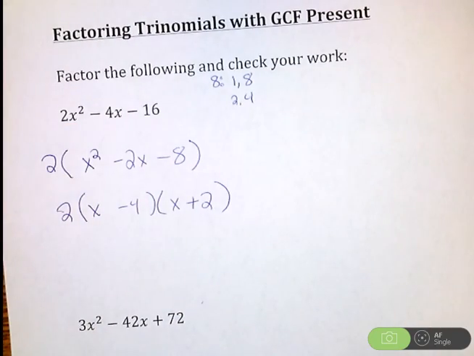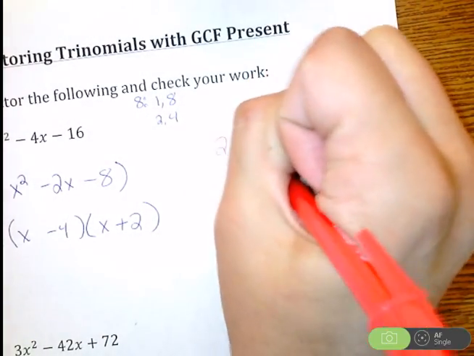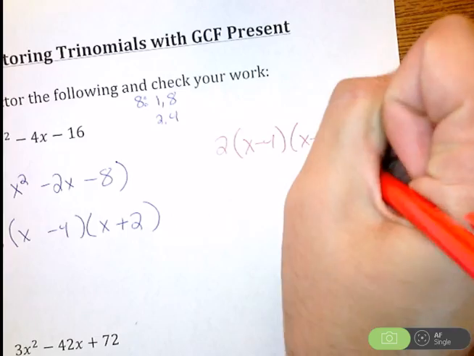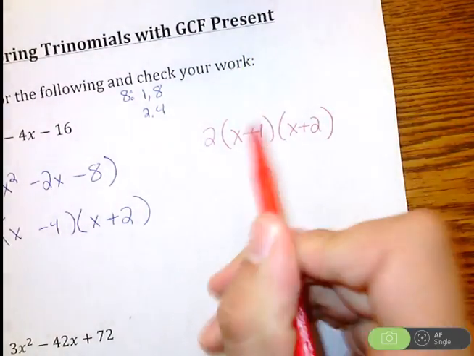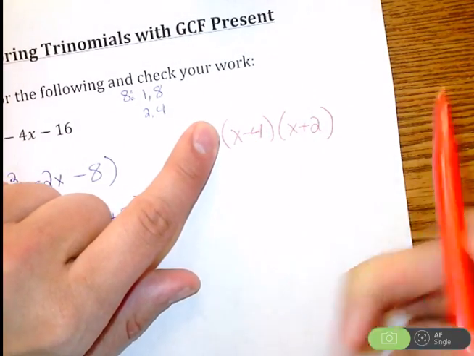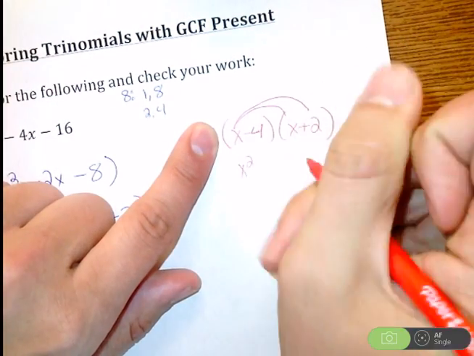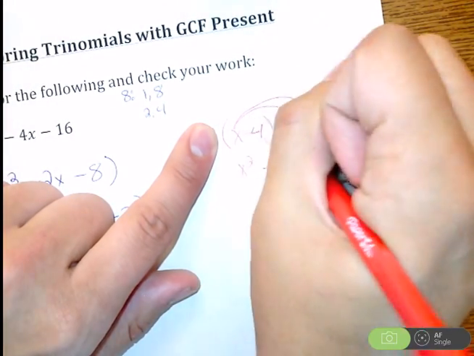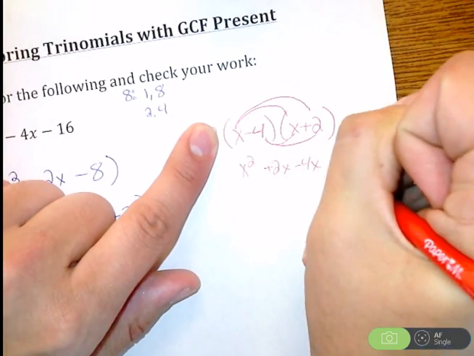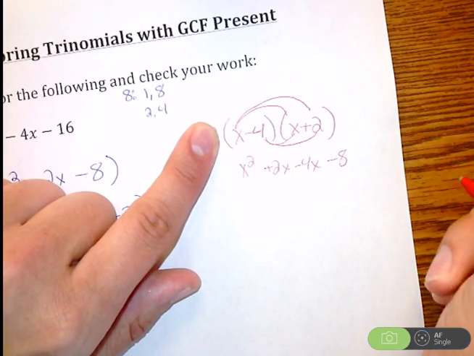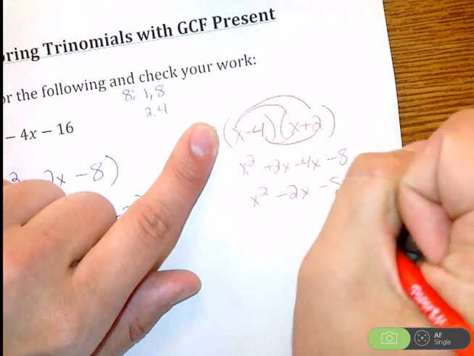That's still there. Before I box this up and say this is my answer, though, we would like to check our work. And how we're going to do that with factoring, to check your factoring, is you're going to use multiplying or distributing. So I'm going to multiply these two parentheses first, then we'll multiply the 2 last. So x times x is x squared. X times 2 is 2x. -4 times x is -4x. -4 times 2 is -8. So if we combine like terms there, I have x squared minus 2x minus 8.